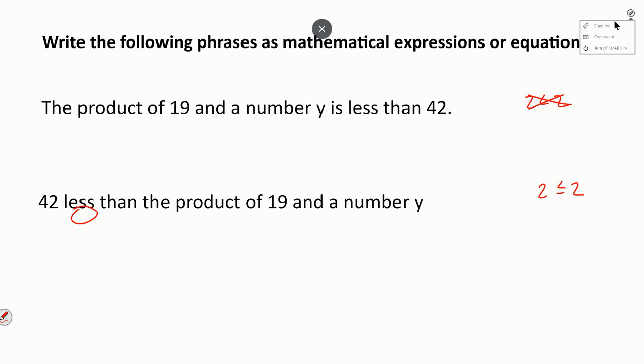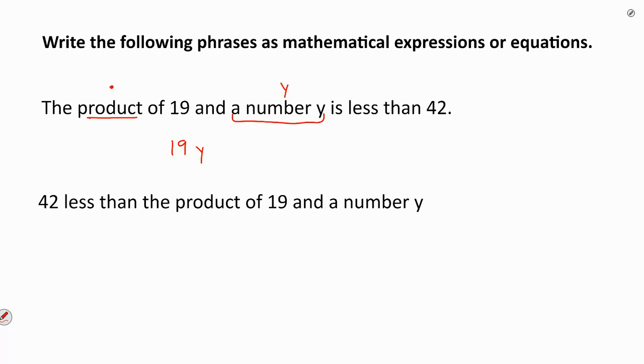So let's write the following phrases as mathematical expressions or equations. So the product of a number y is less than 42. Okay, so product I know is multiplication. So the product of 19 and a number y, we know at this point this is our variable. Now here's that word, is less than. So this tells me it's going to be an inequality. And less than we know is the sign that looks like our left hand, is less than 42.